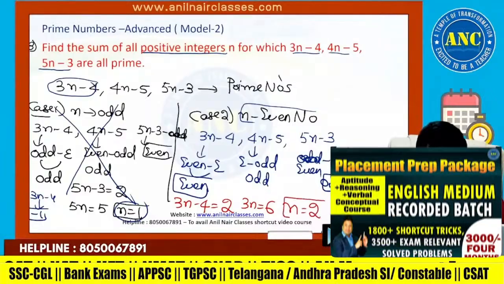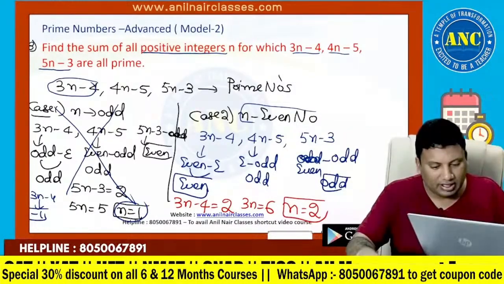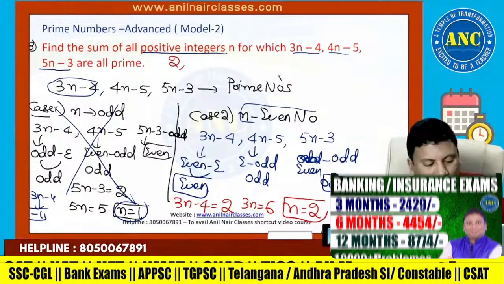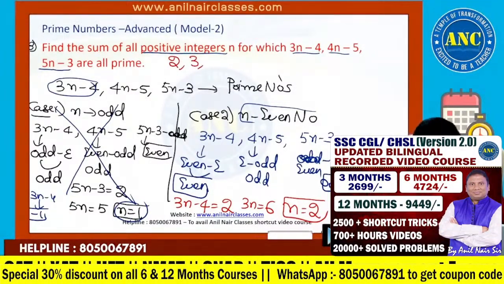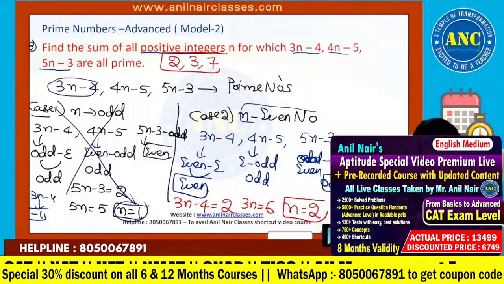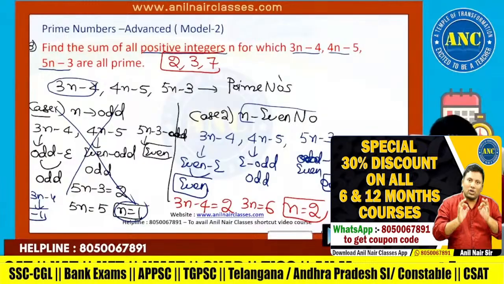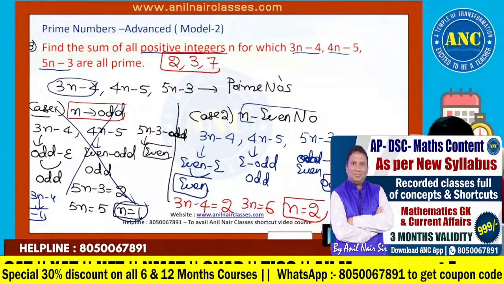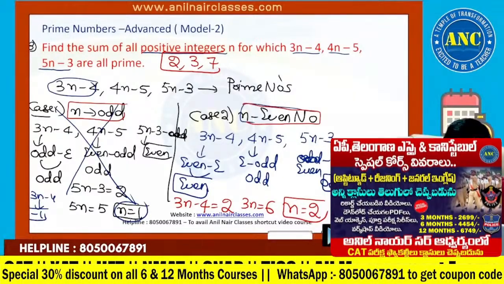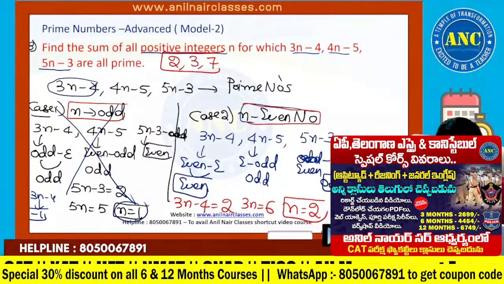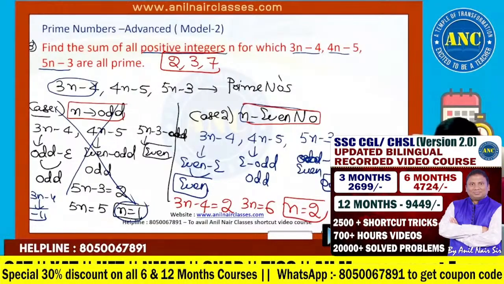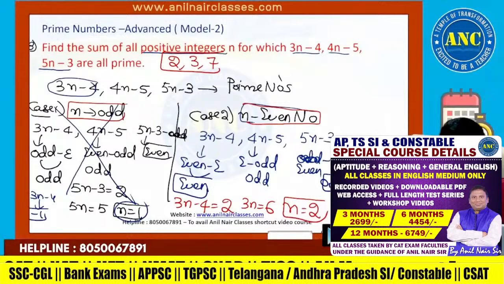Check it out, if n equivalent to 2, it is satisfying. 3 twos are 6, 6 minus 4, 2. Yes. 4 twos are 8, 8 minus 5, 3. Yes. 5 twos are 10, 10 minus 3, 7. Yes. 2, 3, 7. It is possible. I hope it is clear. I took two cases: n is an odd number, n is an even number. If I take an even number, for example, 4n minus 5, even into even, 5 is an odd number, even minus odd, it is odd.